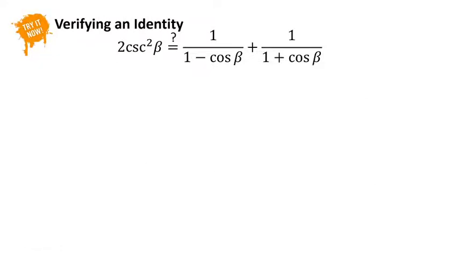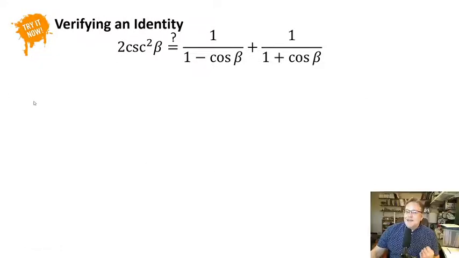So here's another example for you to do. Take some time for this. It's very similar to the previous problem that we were doing before. See if you can get that common denominator and combine those fractions together to see if you can get something similar to 2 cosecant squared beta. We're working with beta now instead of alpha. Take some time for that.